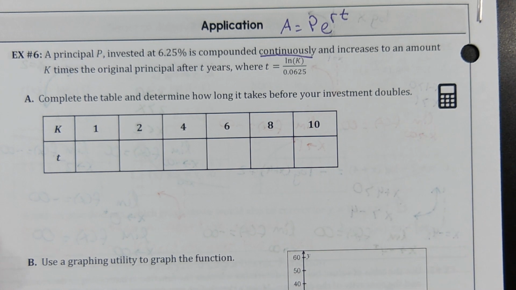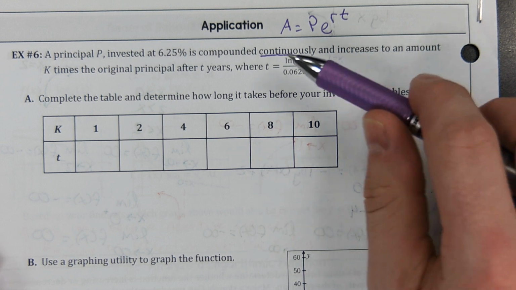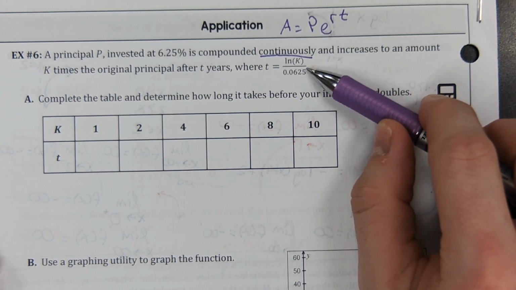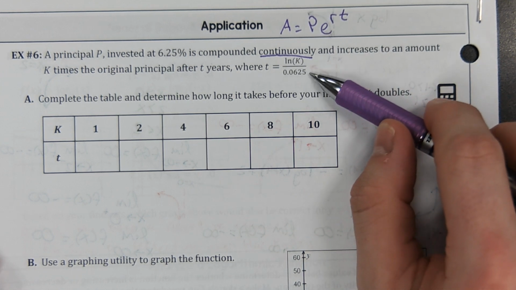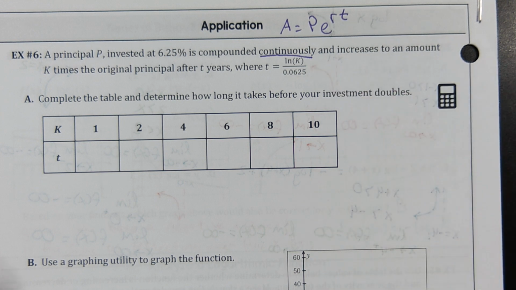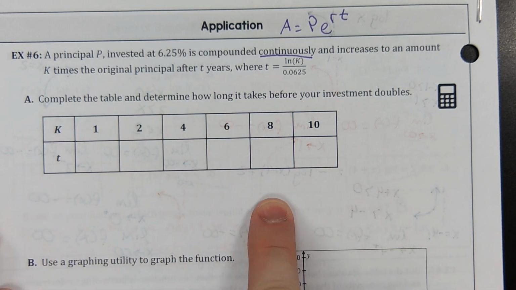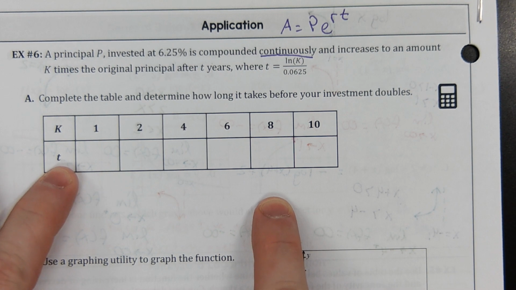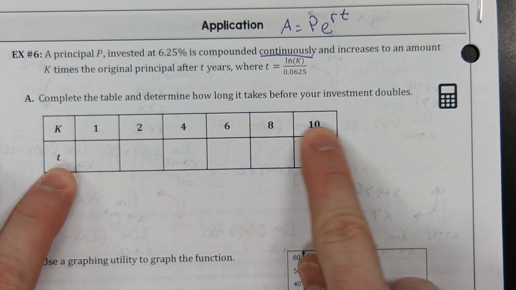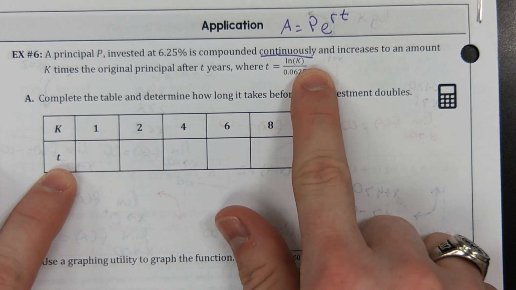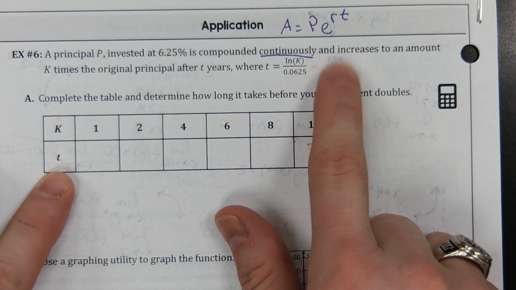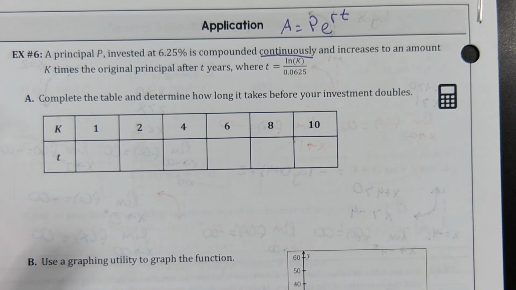If you want to know how long it would take to get 4 times the amount, then it would be ln of 4 divided by 0.0625. Okay? That's what that's telling you. So what we're doing here is just identifying values for t by plugging in values of k. So k is 1, k is 2, all the way up to k is 10.